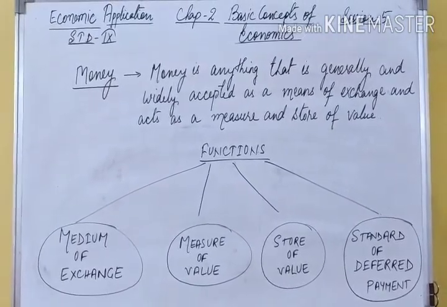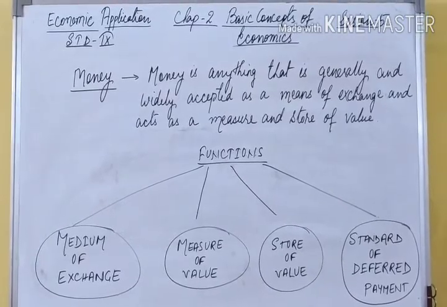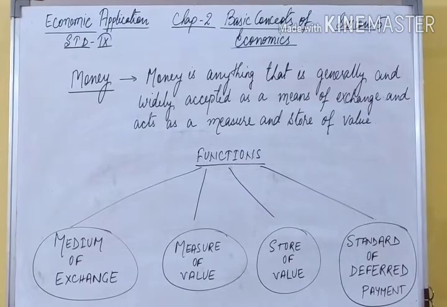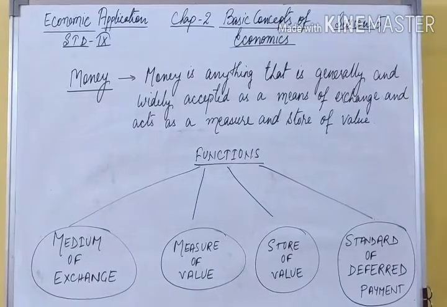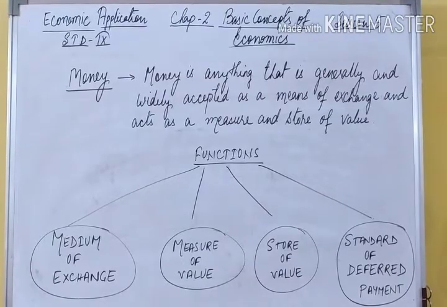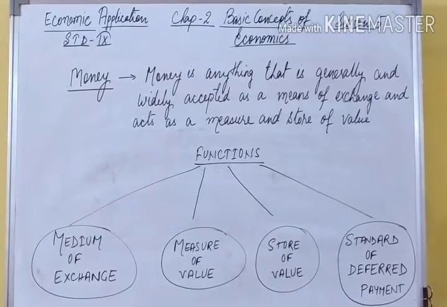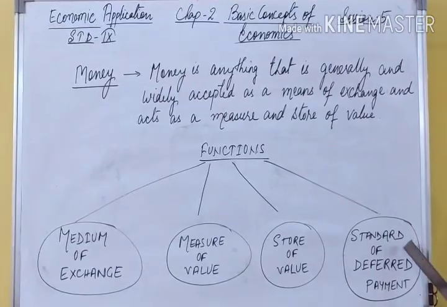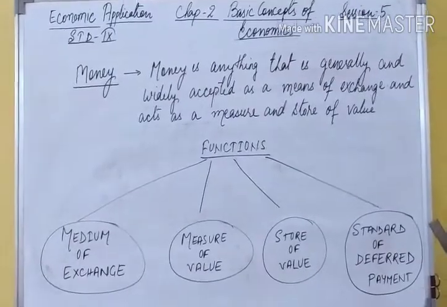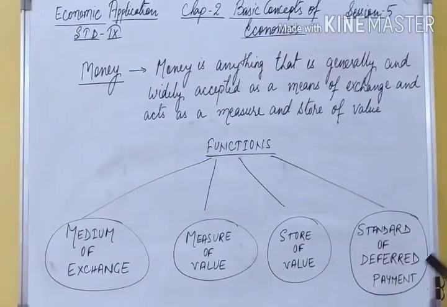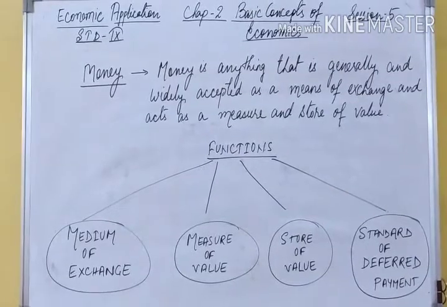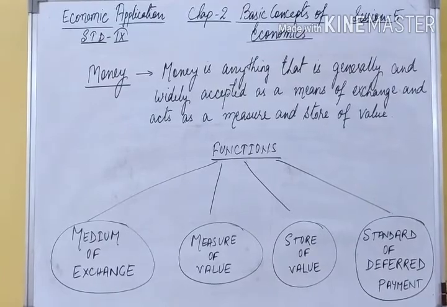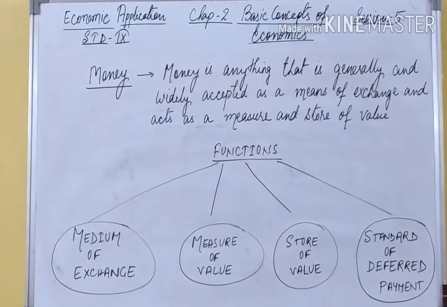In a modern economy, transactions are dealt in credit terms. For example, outstanding salary, wages or rent can be paid in 3 months or in the next 1 month. So it is utilized to make payments in the future. That is why it acts as a standard of deferred payment. So please go through the points and underline the keywords.